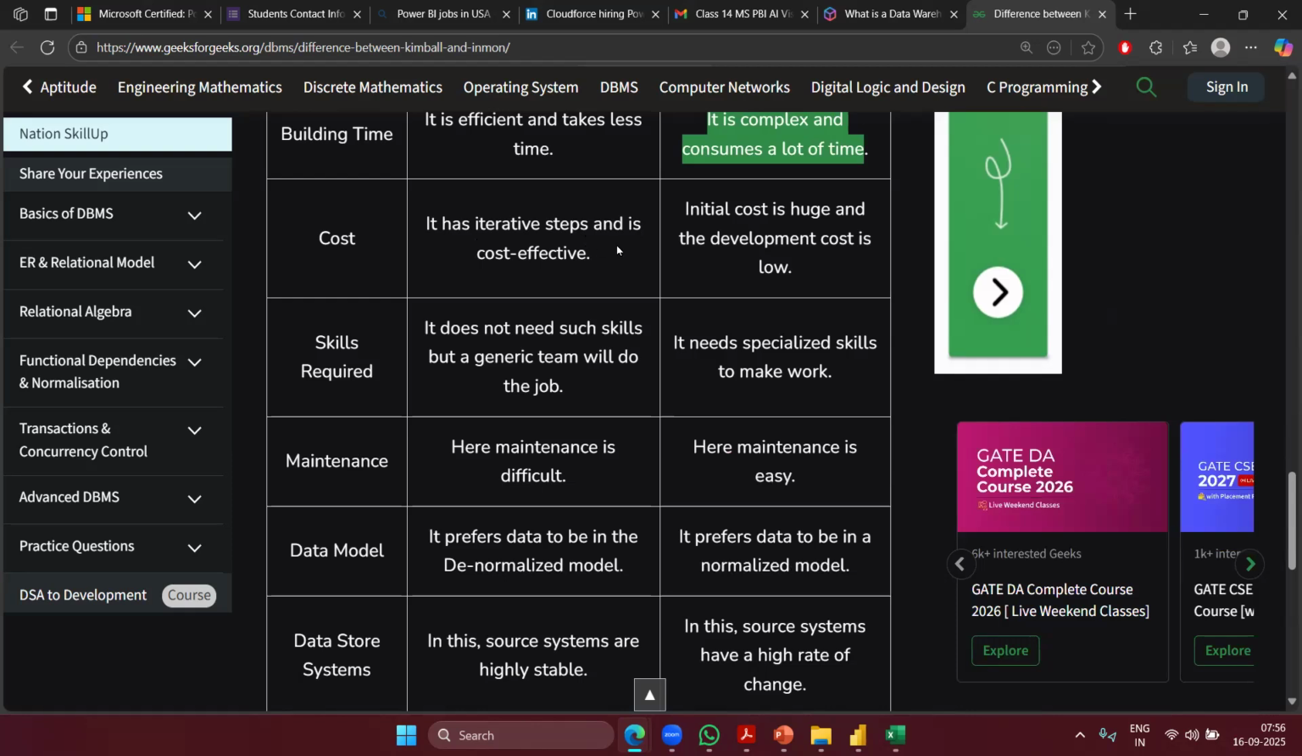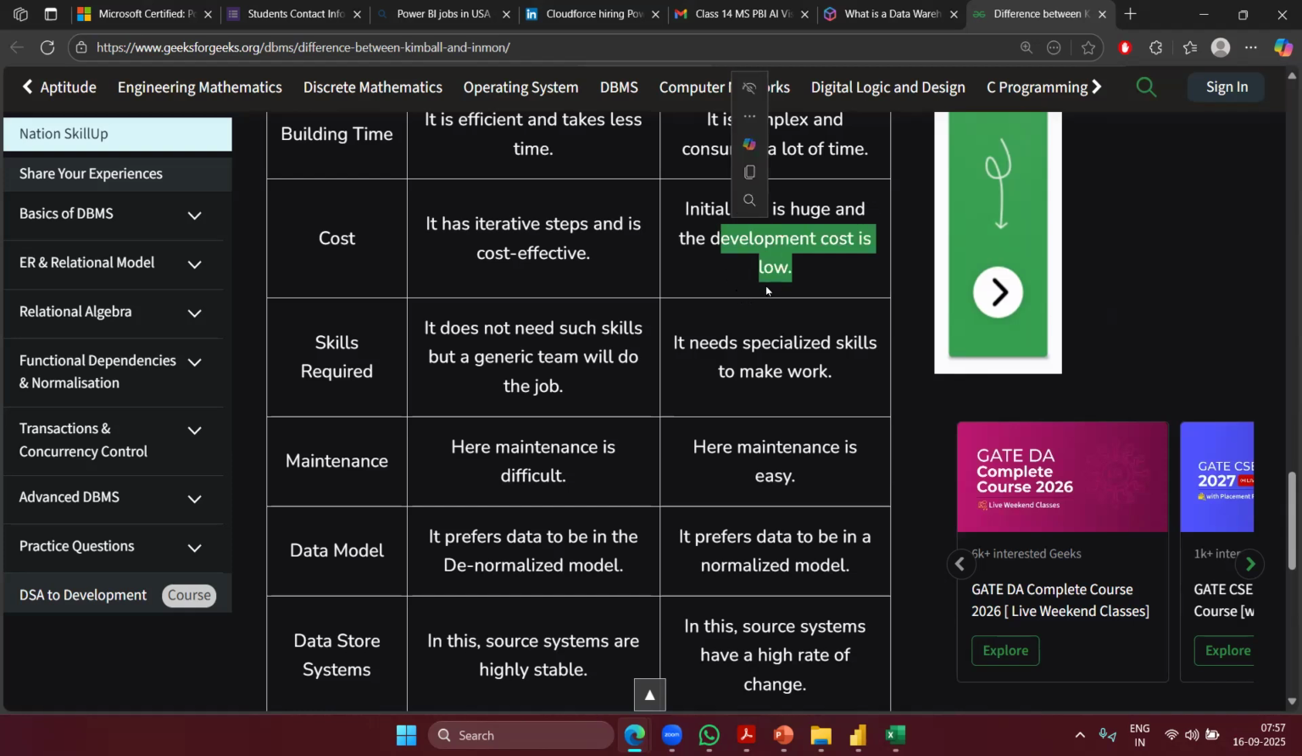Cost, it has an iterative step and is cost effective, right? Because we are dealing with one department, so okay, we can do it quickly, and the cost is also iterative, right? Initial cost is huge and development cost is low. I want to keep this one, right? If you see, initial cost is huge, right? Because we need to get everyone onto the same table, start analyzing them, right? And understand how it is integrated. But once we have finalized our plan, our architecture, then the development cost would be low.